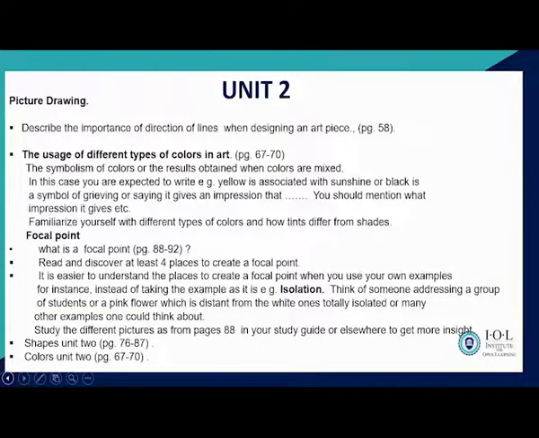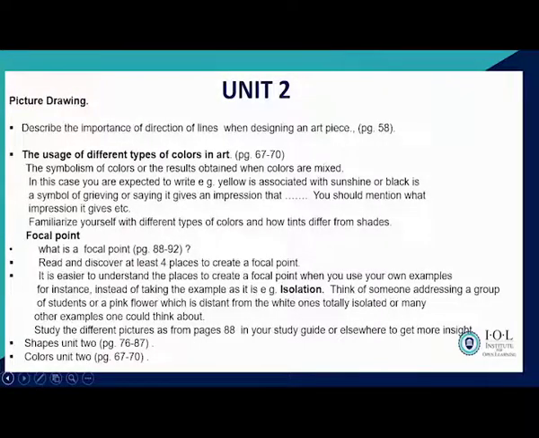Also, please familiarize yourself with different types of colors and how tints differ from shades. What's a tint, what's a shade, what are shades, what's the difference, and so on. Please check those little things.